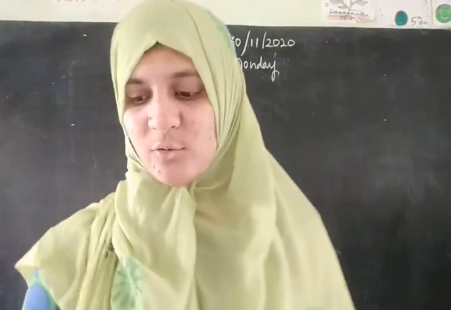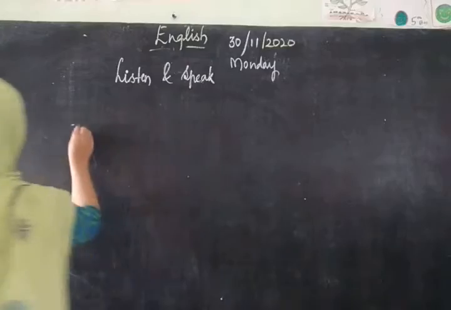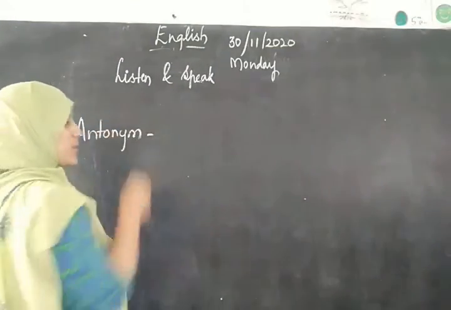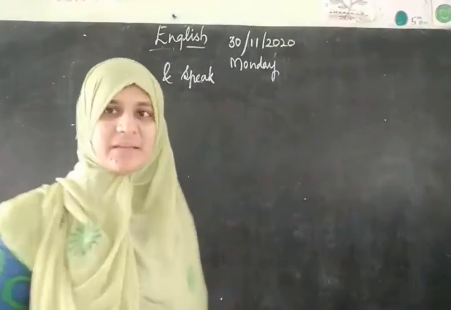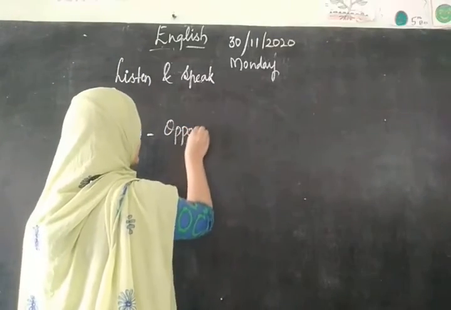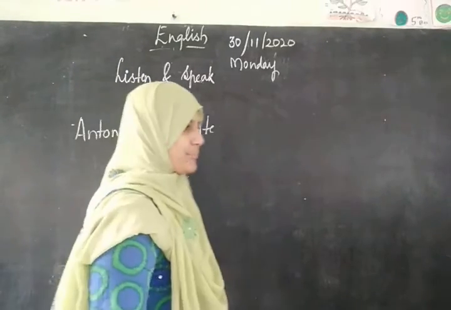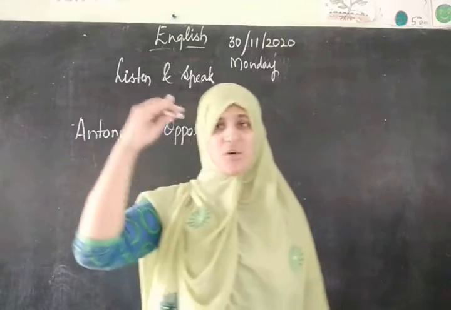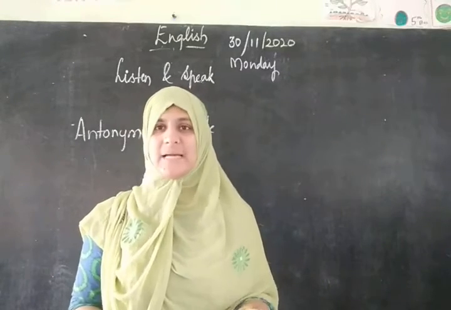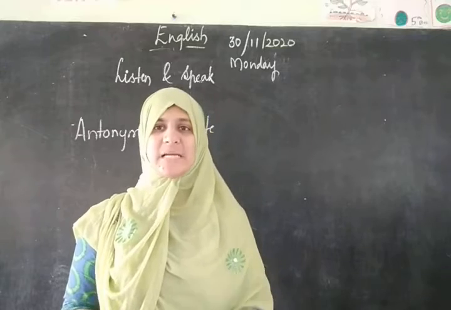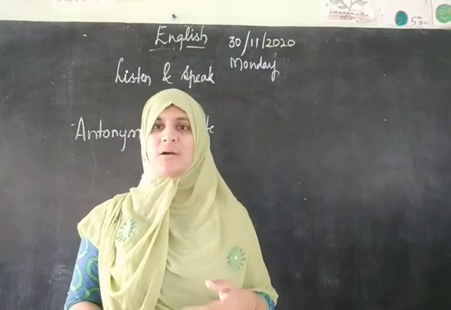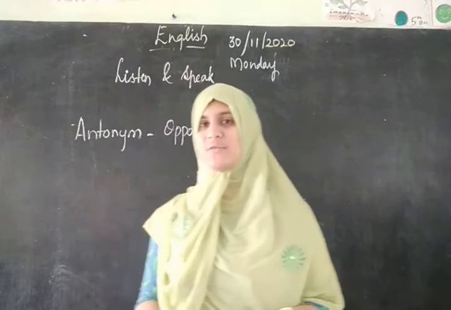Students, you know what antonyms are? It's simply opposite words. Okay? Opposite words. Example: short, tall; fat, thin. These are a few very basic examples, like large, small, or big, small.